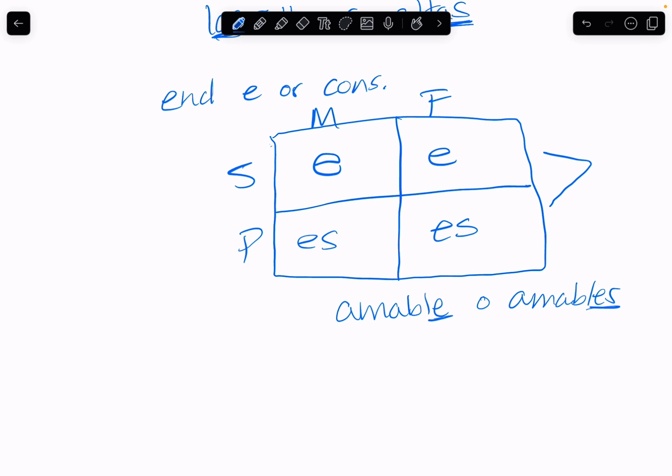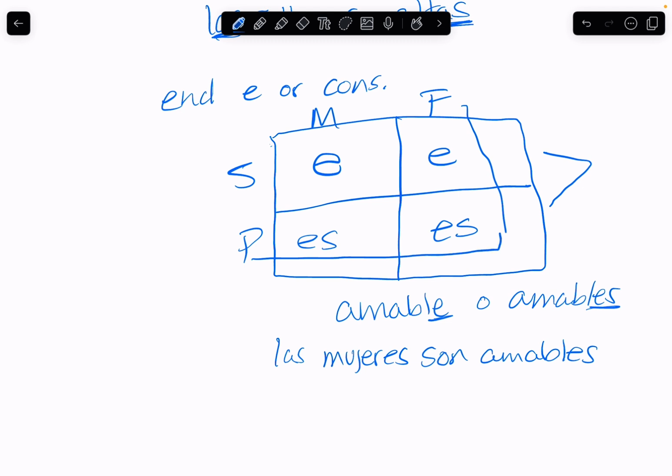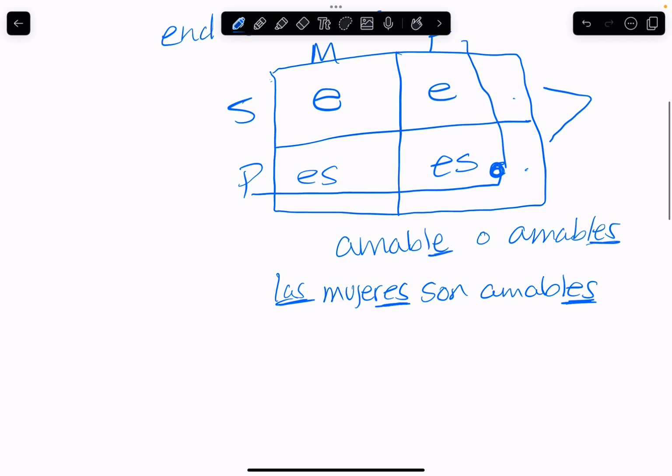So if I'm trying to say las mujeres, because sillas aren't nice. Las mujeres son amables, because plural feminine is right here. Amables. Remember, it only has 2 forms, the singular and the plural. Las mujeres son amables. Again, las mujeres amables. Everything matches. Okay?